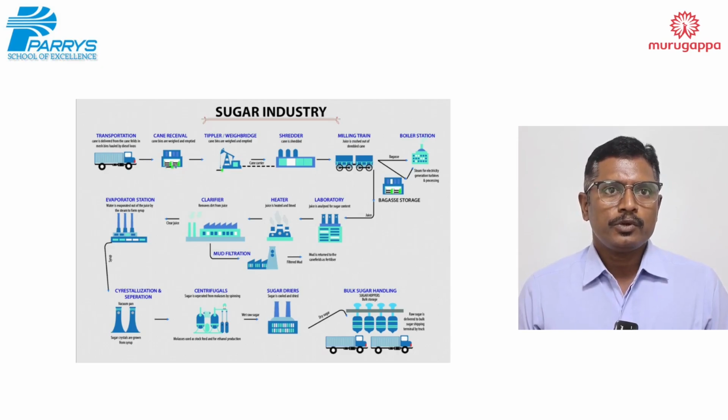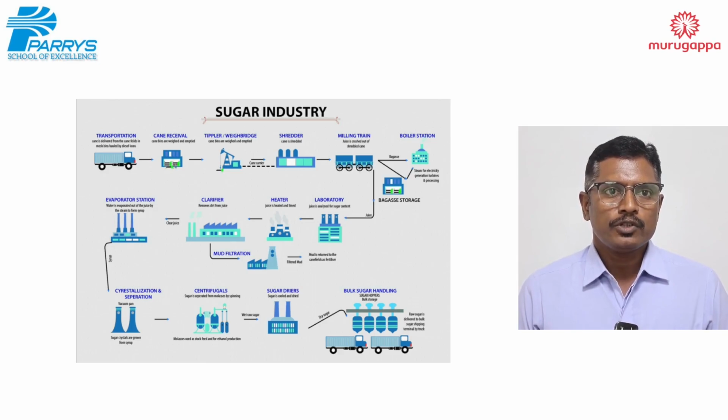Cane is transported and received at factory through lorries and trucks. It is weighed in the weighbridge and then it enters the milling tandems. Before milling tandem, it is prepared into fibrous mass and crushed in the mills where juice and bagasse are separated. Juice enters the sugar process and bagasse goes to boiler to produce power and steam.